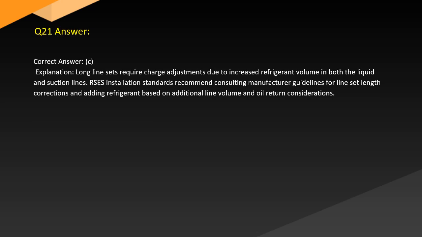Answer. Correct answer, C. Explanation. Long line sets require charge adjustments due to increased refrigerant volume in both the liquid and suction lines. RSES installation standards recommend consulting manufacturer guidelines for line set length corrections and adding refrigerant based on additional line volume and oil return considerations.